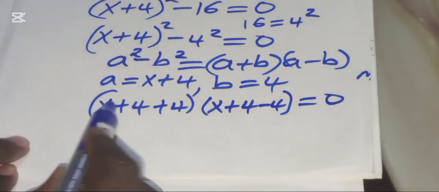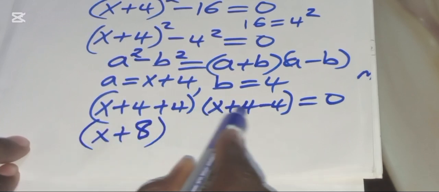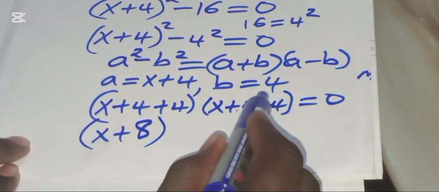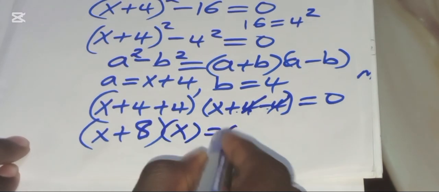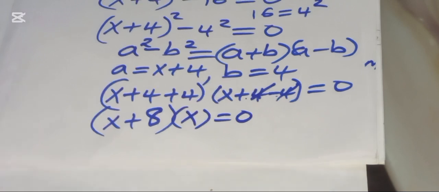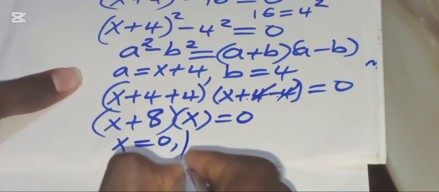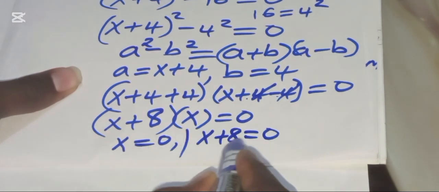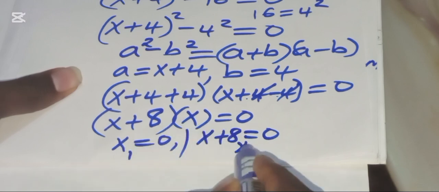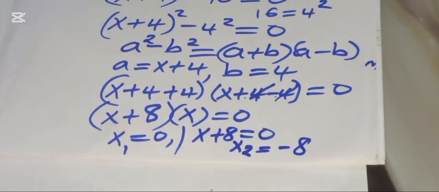Now here we'll have x + 4 + 4, this is x + 8, and then x + 4 - 4 simplifies to x. So essentially, the first value of x is equal to 0, and the second part, x + 8 = 0, which means that x2 is equal to negative 8, okay? So these are the values of x1 and x2 applying method 1.